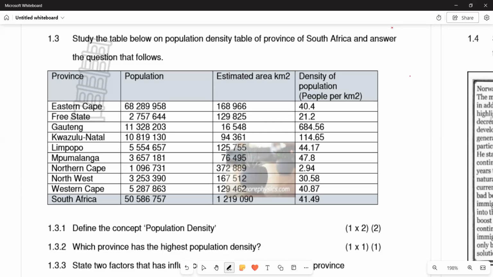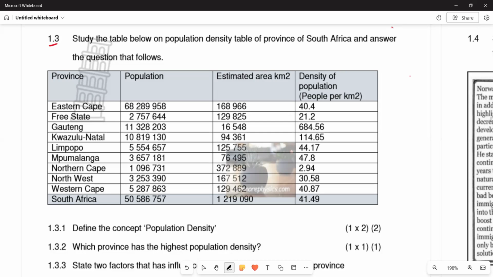In this video, we want to look at a question from the recent question paper of September 2024. We're going to look at question 1.3 on that question paper. So we're going to look at the topic of population density. And this is 1.3 on that question paper of September 2024.